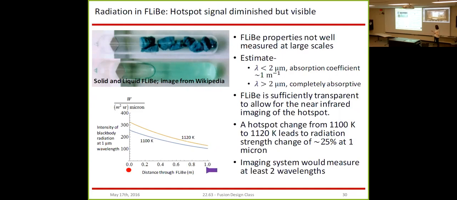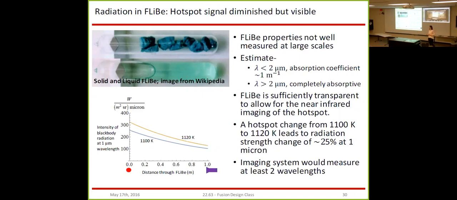You see up here an image of flibe from Wikipedia, both in its solid form and its liquid form. It's important to note that this flibe is actually doped with uranium, which gives it this greenish color. Our flibe will not have that greenish color, but it will still have this transparent appearance that you see there.